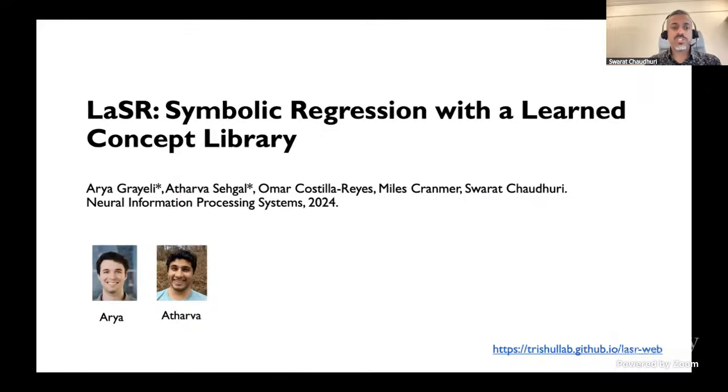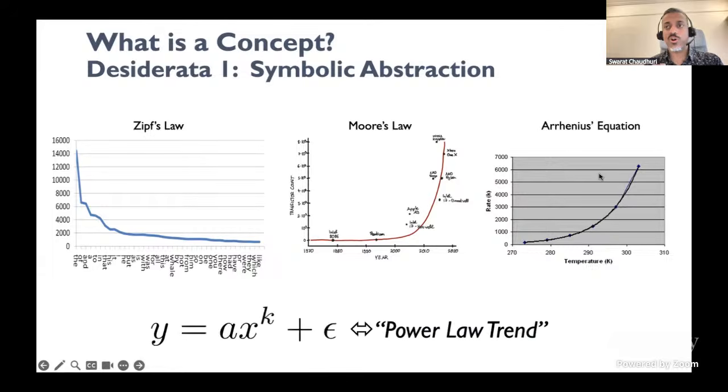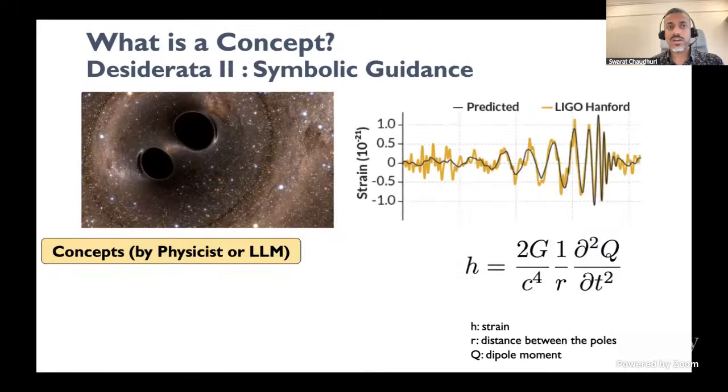Okay. So this paper was at NeurIPS last year and co-led by Arya Graeli, who was an undergrad at UT, and Atharva Sehgal, who's a PhD student at UT. The starting point here is that we want to do this kind of concept abstraction. We want to look at this variety of laws which come from very different contexts, but then we should be able to tell that what's going on here is that you have this power law thing going on, right?